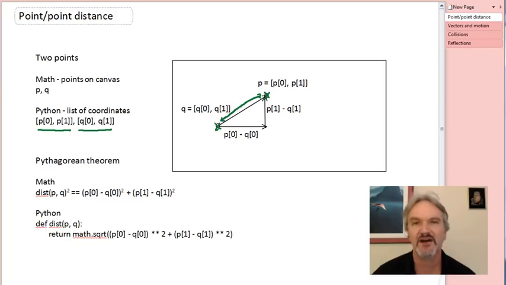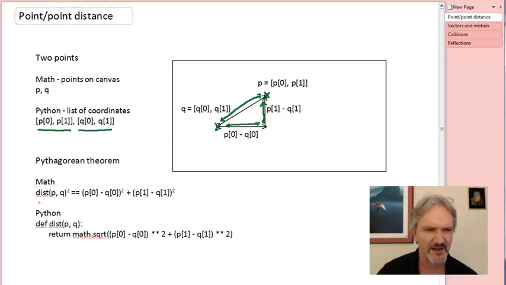Now you can see here I've drawn a right triangle. One leg has a length which is the difference of the first coordinates, P0 minus Q0, and the vertical leg is the difference of the second coordinates, P1 minus Q1. So it's this distance and this distance. Now you can remember the Pythagorean theorem from high school, which relates the lengths of the sides of a right triangle. The Pythagorean theorem says that the length of the hypotenuse squared is equal to the sum of the squares of the legs.